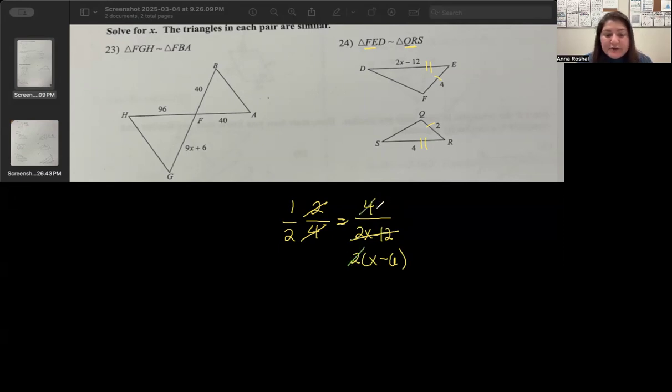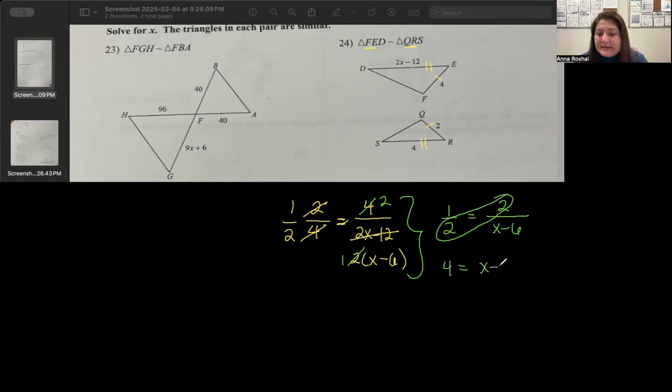So 2 divided by 2 is 1, and 4 divided by 2 is 2. So then really my entire fraction turns into 1/2 equals 2 over this x minus 6. I'm going to go ahead and cross multiply.